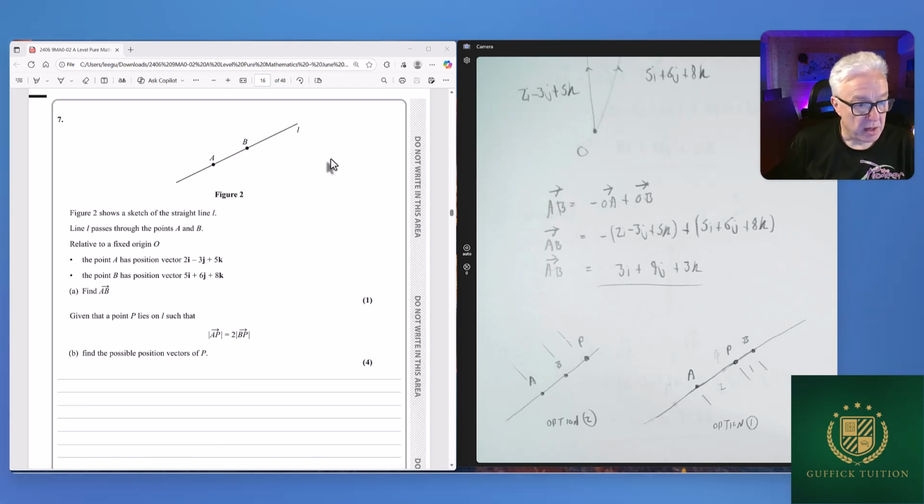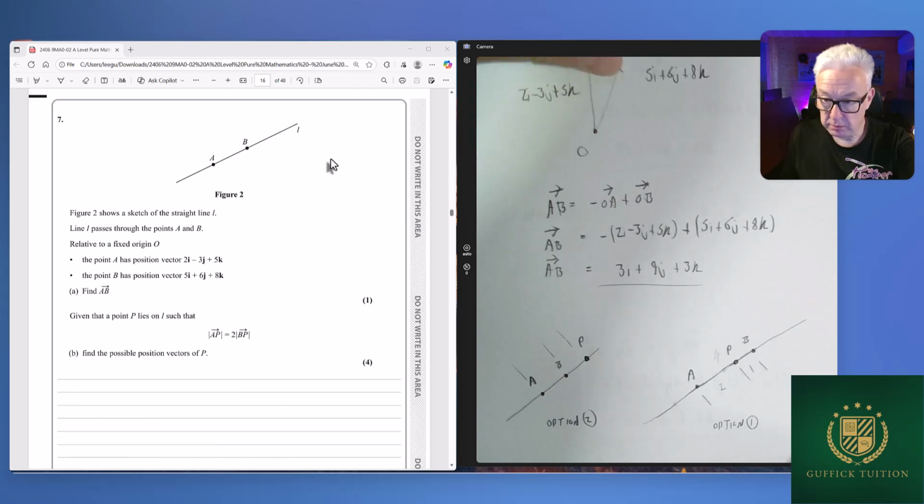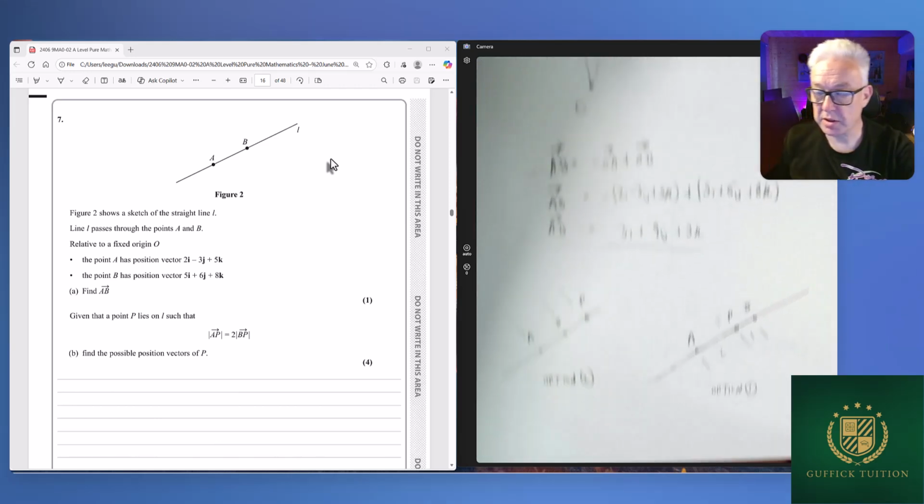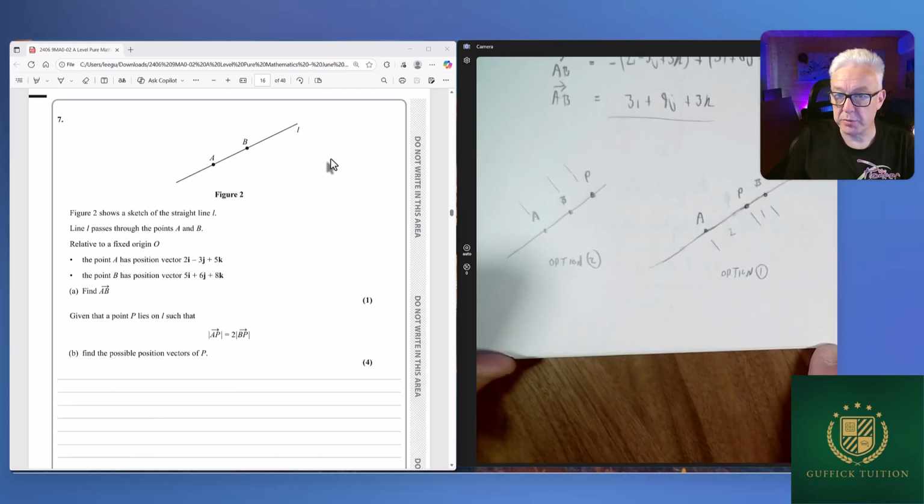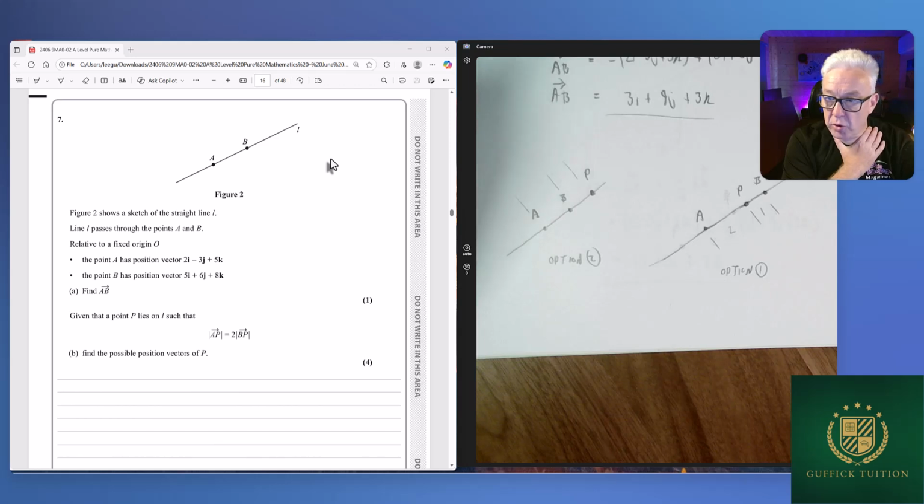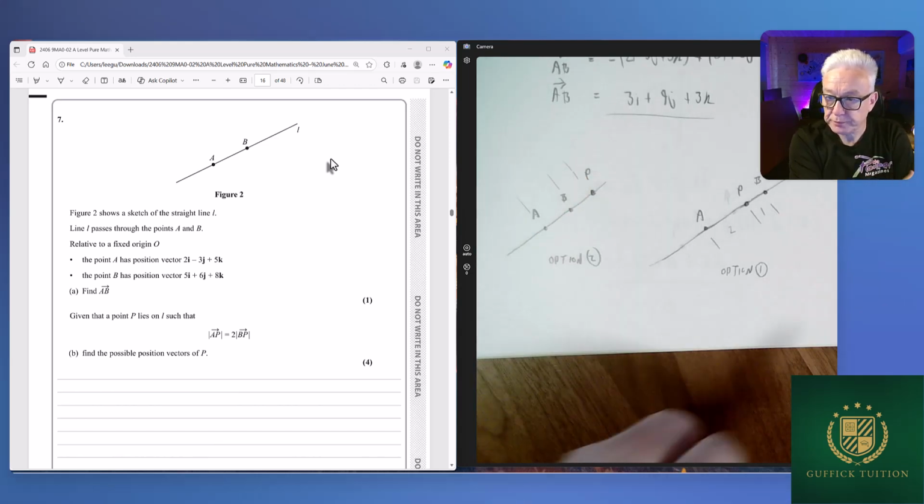Part B. It says, given that the point P lies on L such that the magnitude of A to P is equal to 2 times the magnitude of B to P, find the possible position vectors of P. 4 marks. So we've got 2 different scenarios going on here. Let's examine both of our options. I've called them option 1 and option 2.